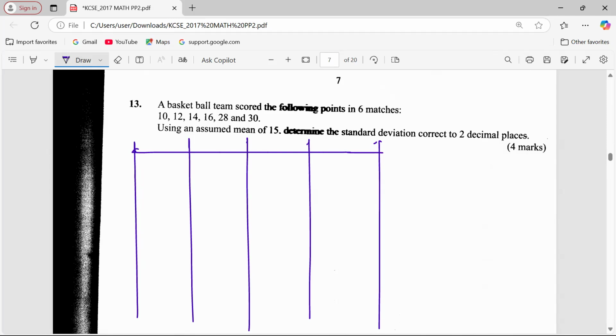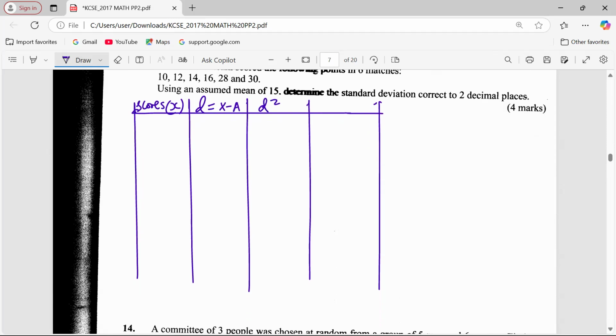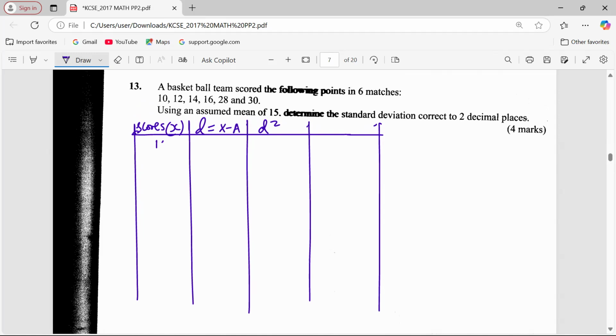I shall begin with the marks themselves, which I'll call X, the scores. Then deviations, each score from assumed mean. Then I will talk about deviation squared, up to that point to be enough. So I am talking about 10, 12, 14, 16, 28, and 30.